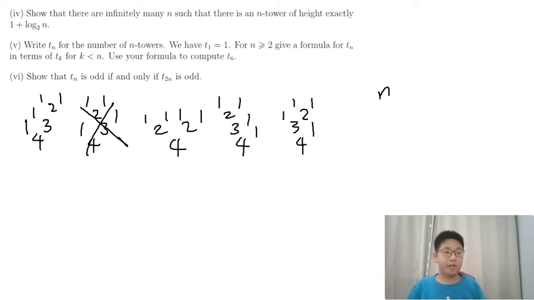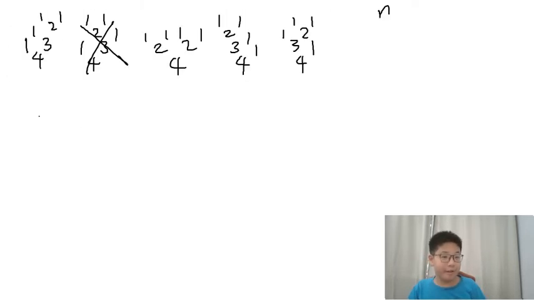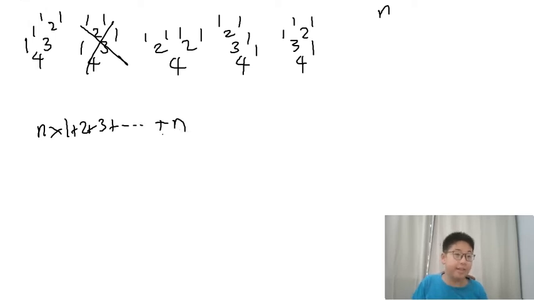It's just a metaphor. So the area of a tower is defined as the sum of the width of its bricks. Give an expression for the area of an N tower of maximum height. So it always ends at N, 1. So it's N times 1 plus 2 plus 3 plus dot dot dot plus N. Great. So we're going to write it this way.